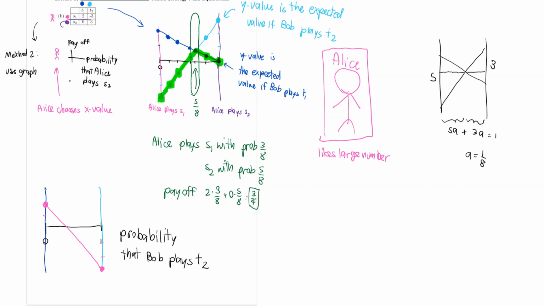If Alice chooses the bottom row, which is the purple line, and Bob chooses T1, the payoff is going to be 0. And if Alice plays purple and Bob plays light blue, the payoff is going to be 3. So the y value for the pink line is the expected payoff if Alice plays the top row, and the expected value on the purple line is the expected value when Alice plays the bottom row.